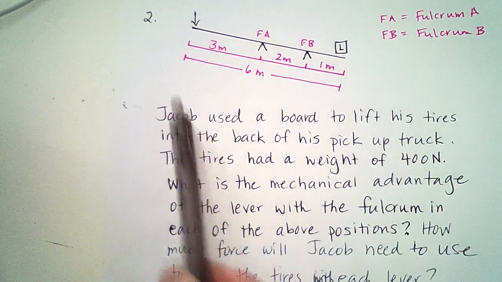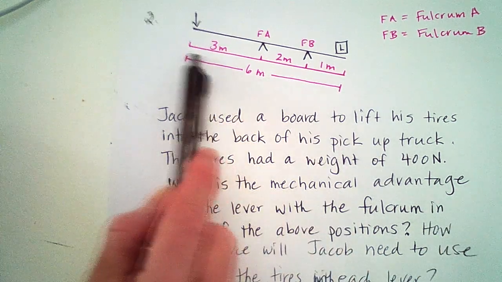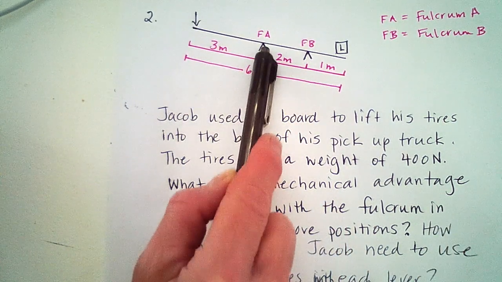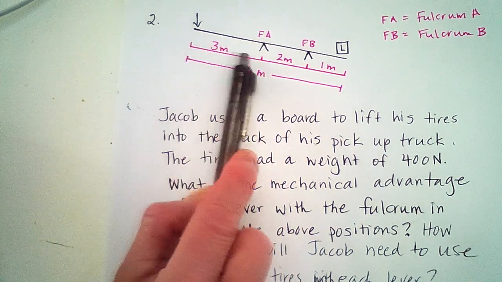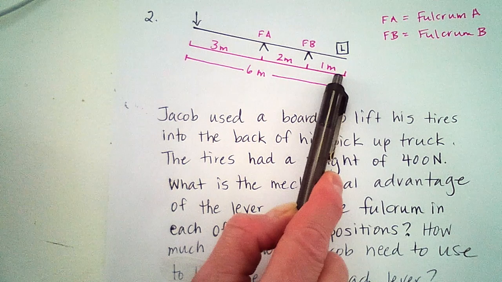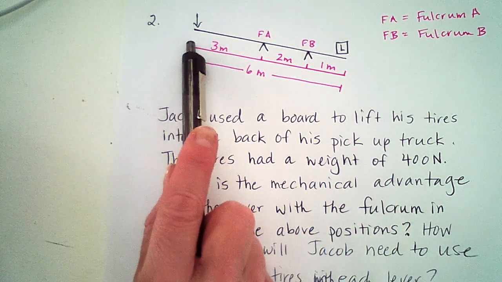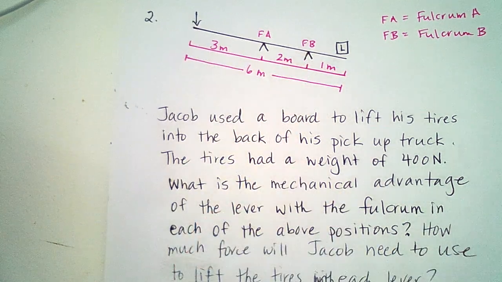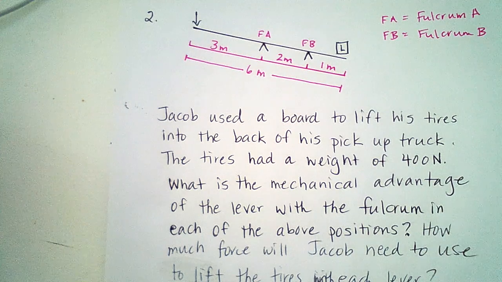There we go. We can see that the full board is 6 meters. When we have the fulcrum in position A, the effort arm is 3 meters, the load arm is 3 meters. Okay, when we have it in position B, the effort arm is 3 plus 2, which is 5 meters, and the load arm is only 1 meter.